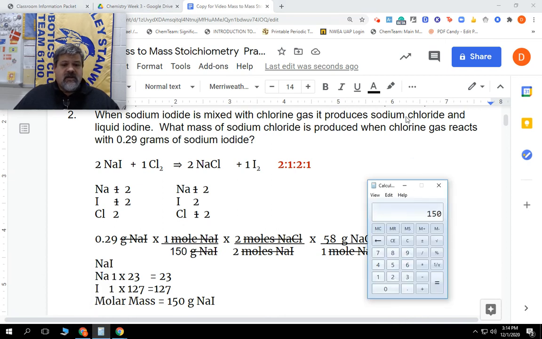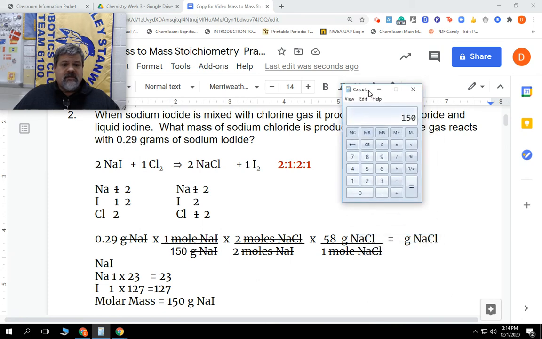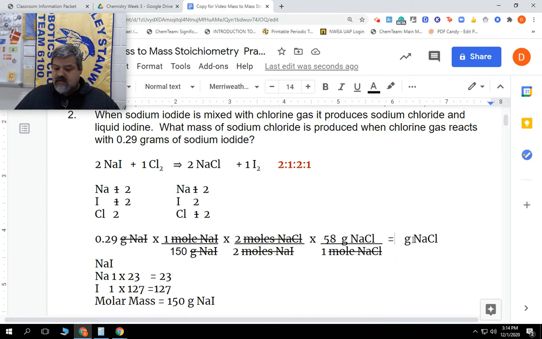So let me just pull this calculator up just a little bit. So let's look at it. We have 0.29. We're going to divide that by 150. Let's multiply by 2, then divide by 2, and then multiply that by 58. That's going to equal 0.1121333, and repeating 3. Okay, so are we done?